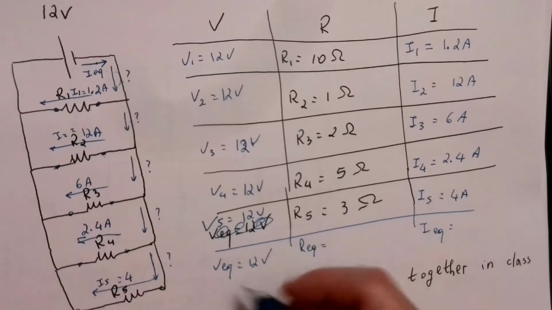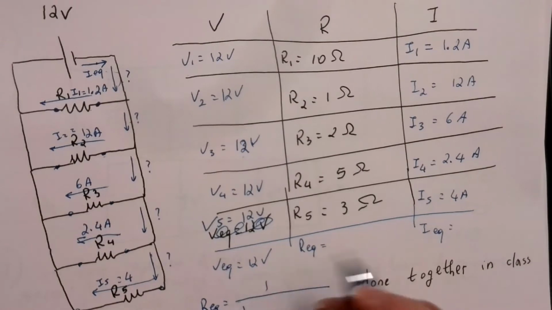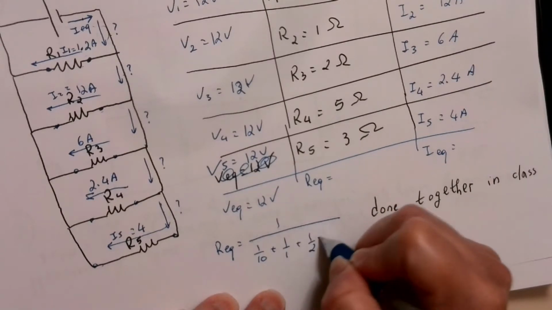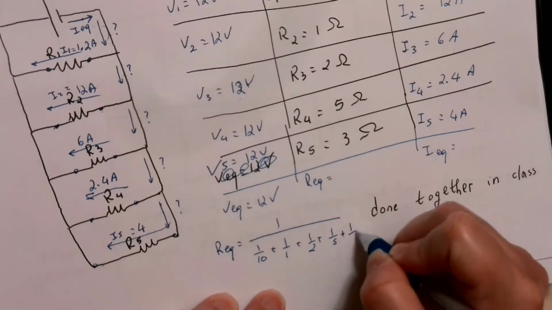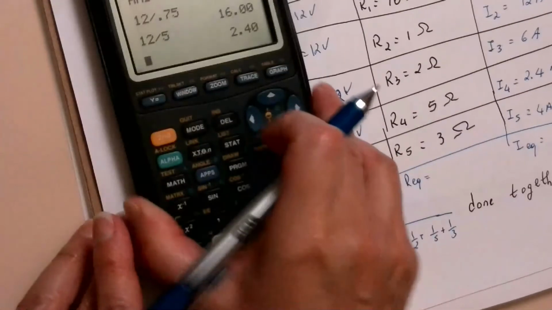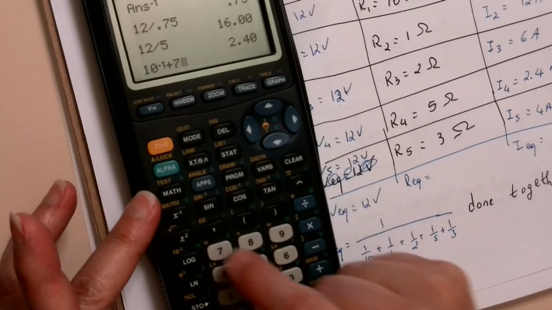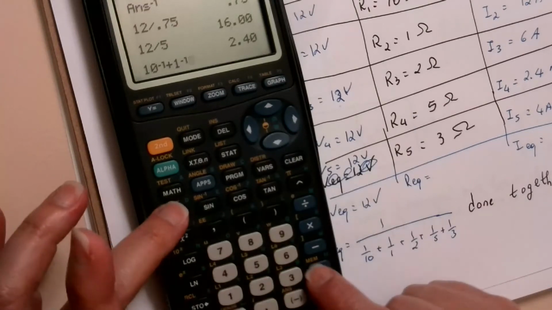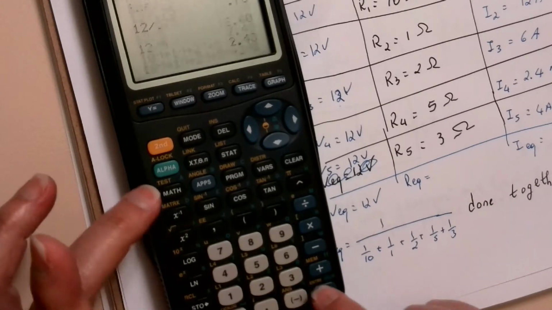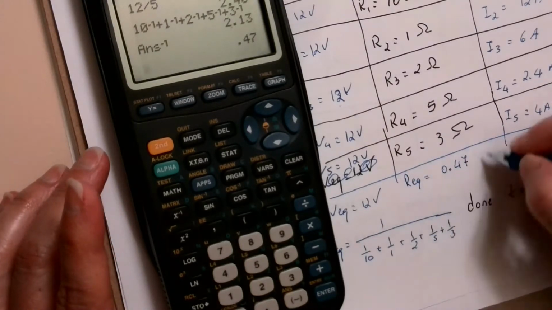So how do I calculate the equivalent resistance? It's going to be 1 over 10, 1 over 1, 1 over 2, 1 over 5, and 1 over 3. Okay? So let's do it here. So it's going to be 10 inverse, and 1 inverse, and 2 inverse, and 5 inverse, and 3 inverse, enter, inverse, and this is 0.47 ohms.